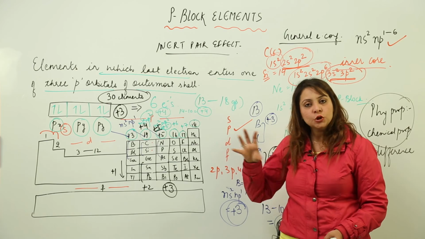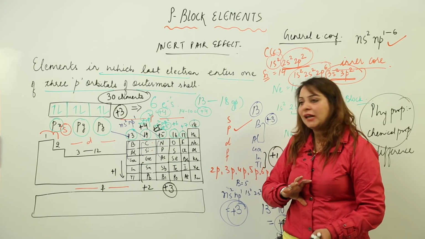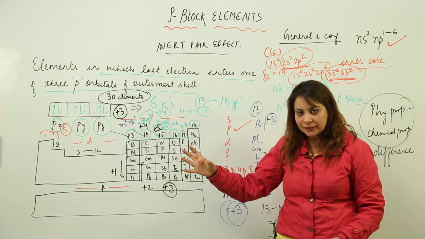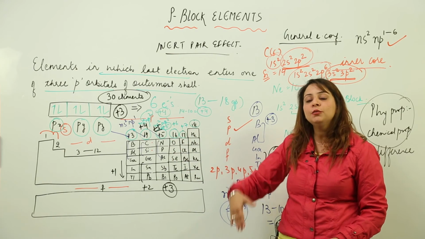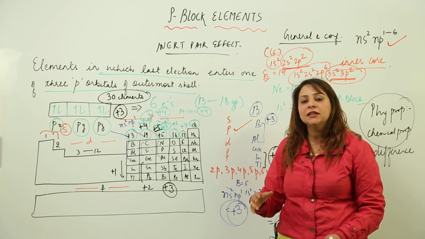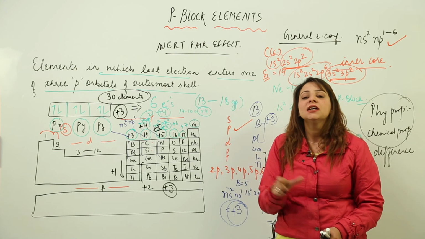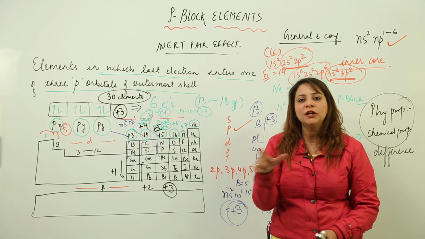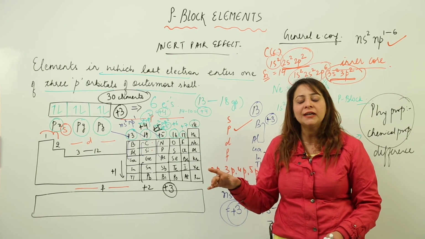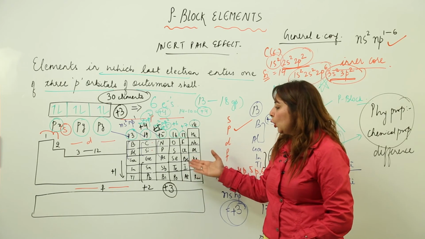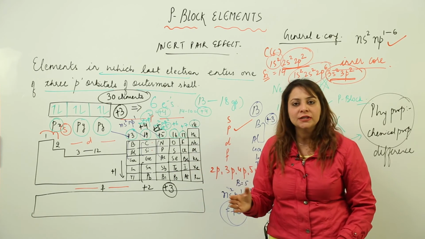So here what you can do is remember this: in groups 13, 14, 15, the group oxidation state is given, but as we move down, for the heavier elements the stable oxidation state is 2 units less, and the reason is the inert pair effect. Just make yourself familiar with the term inert pair effect. We will be discussing it when we start with the chemical properties, right? So this is the oxidation state.